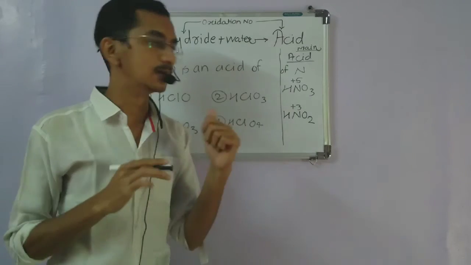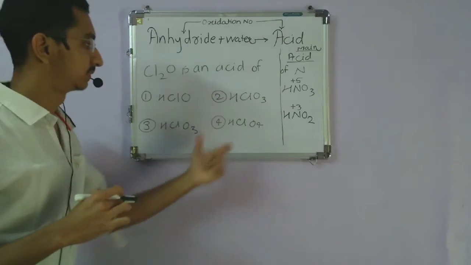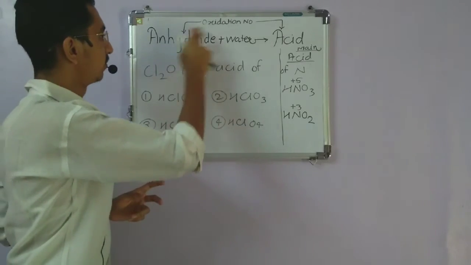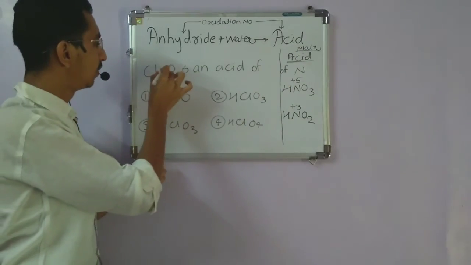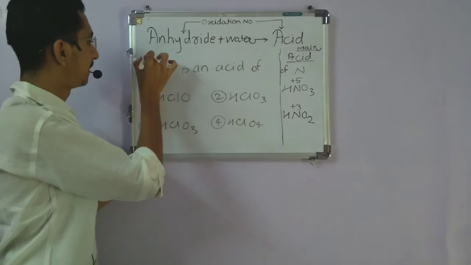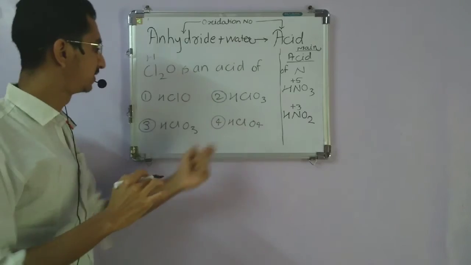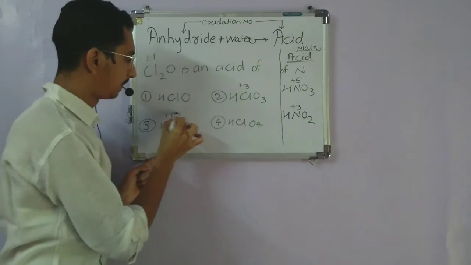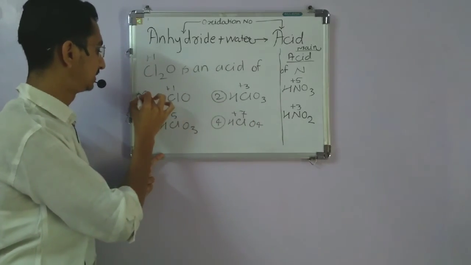Here we solve another example. Cl2O is the anhydride of which acid? We know very well the oxidation number of the anhydride is always equal to that of the acid. So you just have to find the Cl oxidation number. Here in Cl2O the oxidation number is +1. So you just have to find the acid where the oxidation number is +1. Here are +3, +5 and +7. Here is +1. So this answer is correct.